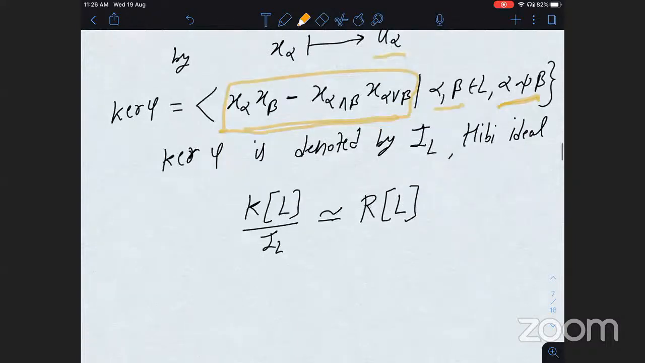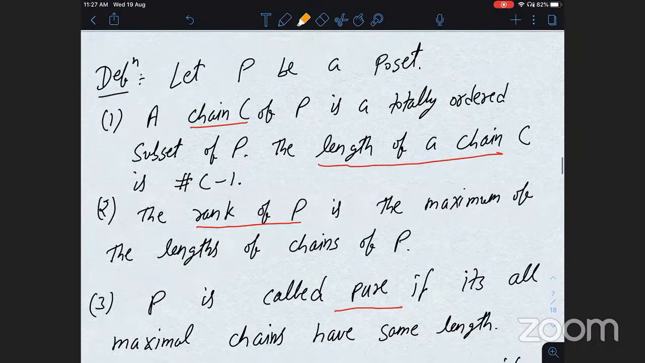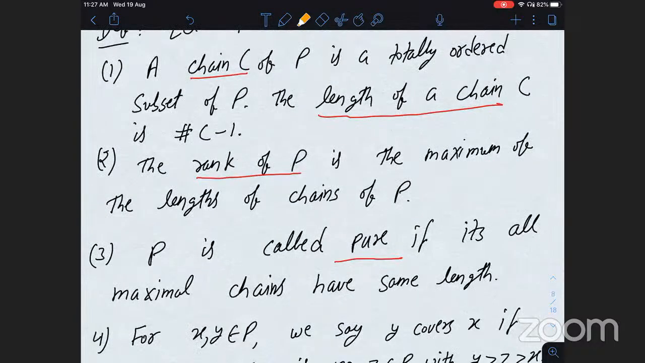Now I'll state some definitions about posets. Let P be a poset. A chain C of P is a totally ordered subset of P, and the length of a chain C is the cardinality of C minus 1. The rank of a poset P is the maximum of lengths of chains of P. So look at all the chains in P and then look at the maximum of those. And a poset is called a pure poset if all its maximal chains have the same length.